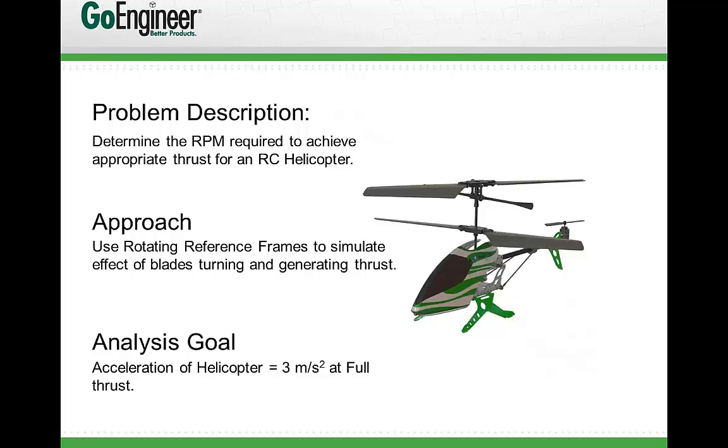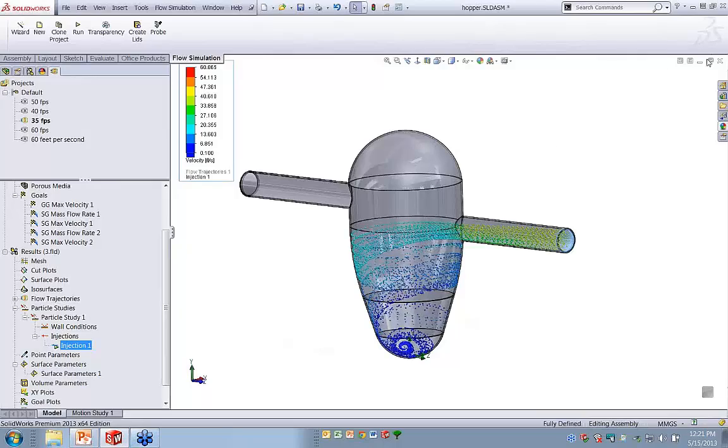So it's an RC helicopter that we're designing, and we're wanting to build this. And we want to run some analysis on what we think is, at this point, the final design, the final revision, or a revision's about to be put out. So what we really want to determine is, what's the RPM required to achieve the appropriate thrust for the RC helicopter? You'd be amazed that we can run that type of analysis in Flow Simulation. We can determine thrust. So we're going to use rotating reference frames to simulate the effect of the blades turning and generating thrust. And the goal of the analysis is that we want the acceleration of the helicopter to be around 3 meters per second squared at full thrust. So that's really what we're looking for there based on the RPM. So let's take a look at this analysis.